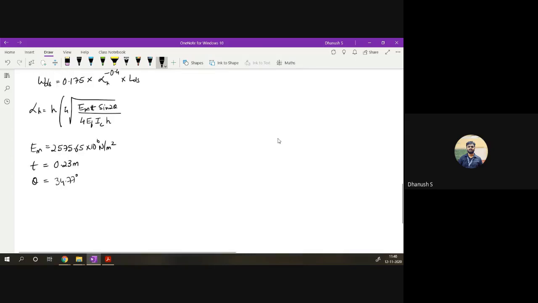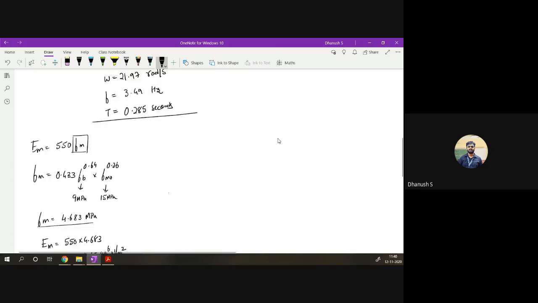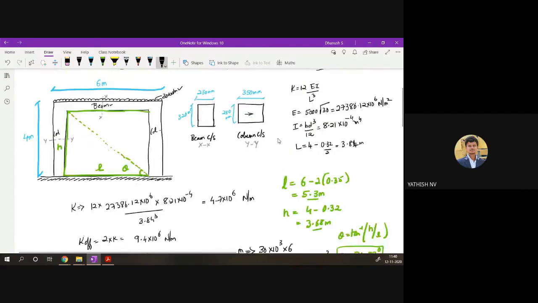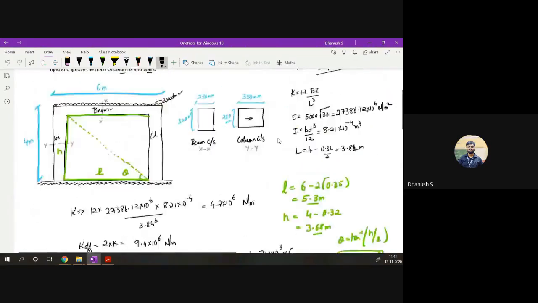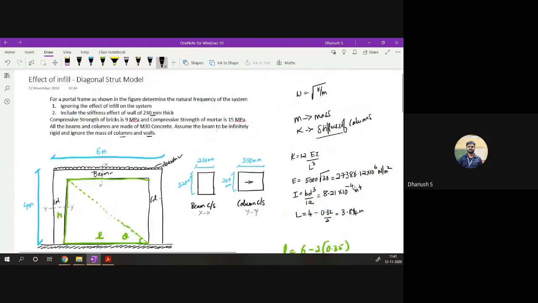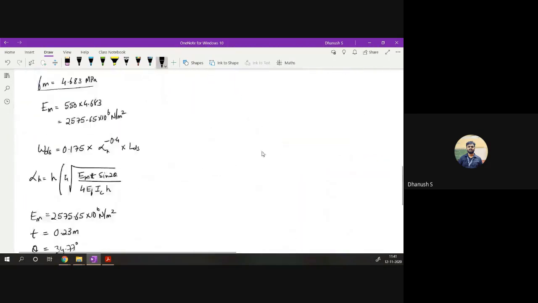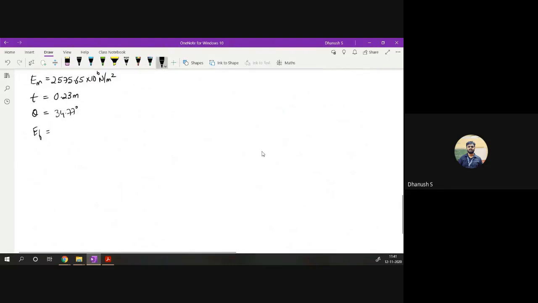Next, what do we need? We need EF. What is EF? Young's modulus of the material of which the frame is made. The frame is made of M30 grade concrete. What was the Young's modulus for M30 that we calculated? We just did this somewhere here. Yeah, 27386.12 into 10 raised to 6 Newton per meter square. Is this correct?